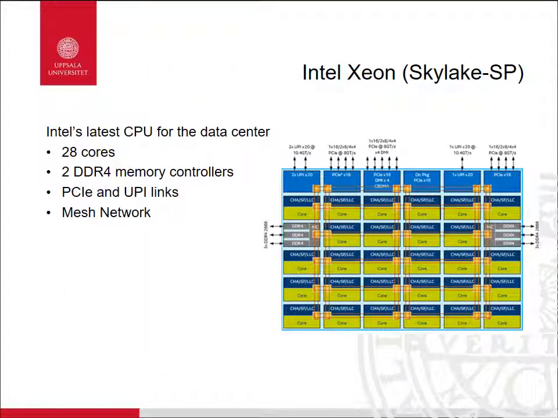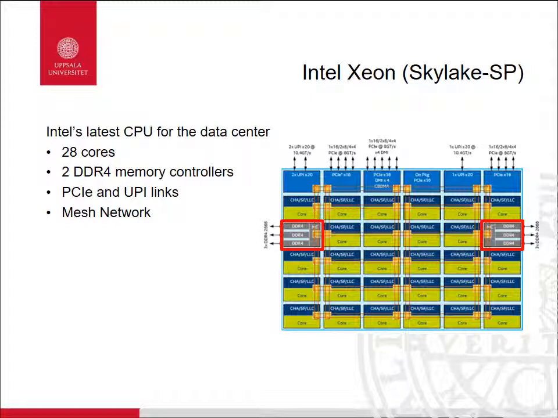Let's start with the Intel Xeon processor. This is the block level diagram of the system in an Intel Xeon processor. At the top row, we see a number of I/O devices, such as PCIe links for connections to peripheral devices, and UPI, which is to connect Intel Xeon processors together. So this is used only in multiprocessor configurations. The chip has also two DDR4 memory controllers.